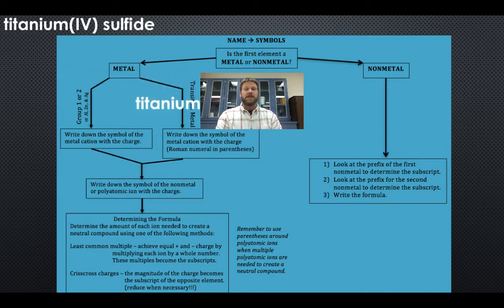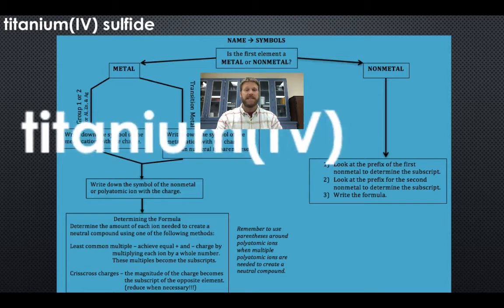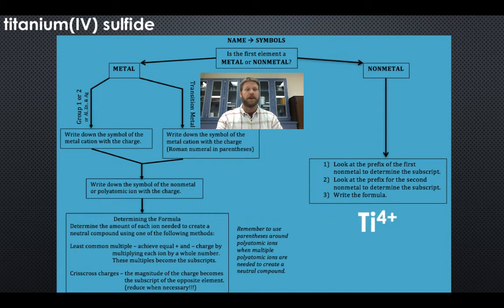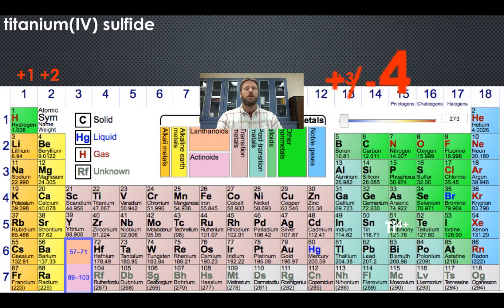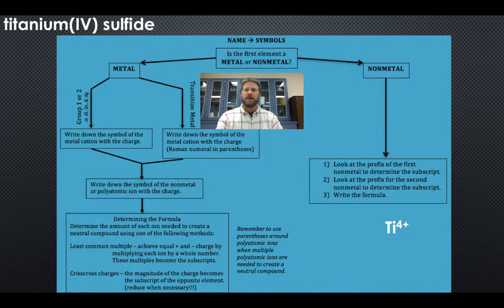So we're going to write down the symbol of the metal cation with its charge. In this case, it's titanium, Ti4+. Now we're going to write down the symbol of the nonmetal or polyatomic ion with the charge. All the examples we're going to do in this video will be nonmetals. Sulfur is in group 6, so it has a -2 charge on its ion. So you can think about this and go, okay, to get a neutral compound, I'm going to need 2 sulfurs, 2 -2 charges to balance out the +4 charge. So the formula is TiS2.